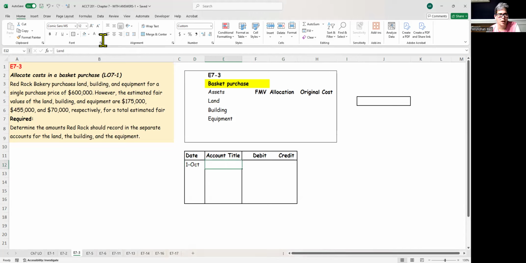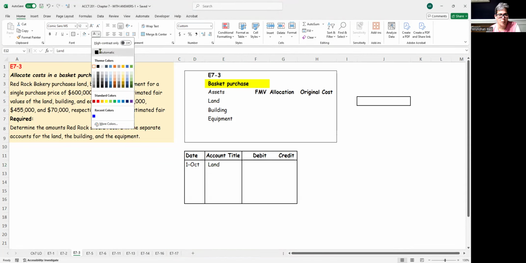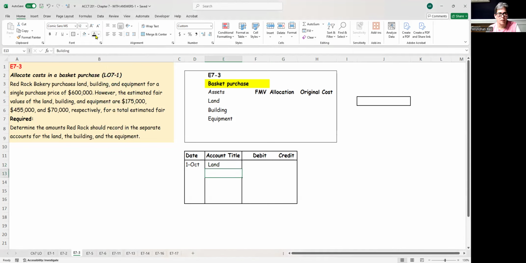What I do know is I acquired land, I acquired building, and I acquired equipment, and I paid cash. What I do know is that I paid $600,000 for this. I paid a single price of $600,000. Now I need to allocate that $600,000 to the three assets. The best way I can do it is look at the relative value of these assets.